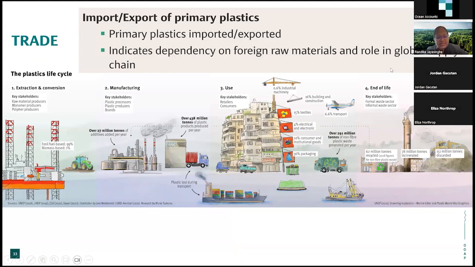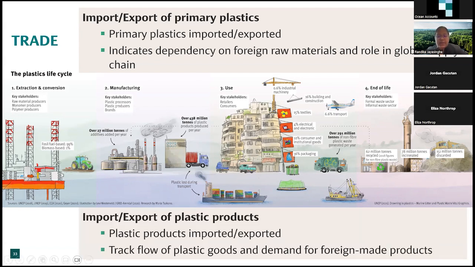The next category is the trade statistics. We are looking at import and export of primary plastics. Primary plastics that are imported to the country or exported from the country, and that indicates dependency on foreign raw materials and role in global supply chain. And in the same way, we are looking at the import and export of plastic products.